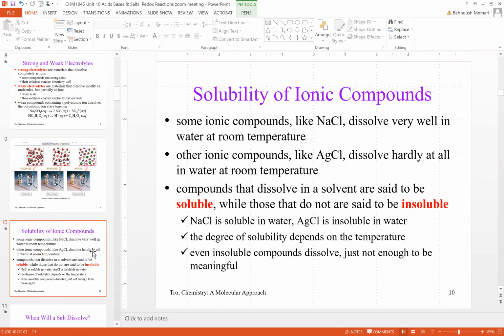Okay, some ionic compounds are soluble in water, others are insoluble, and then we do have some that are partially soluble. Solubility can change with the temperature, so it depends on temperature and it depends on the nature of the compound.